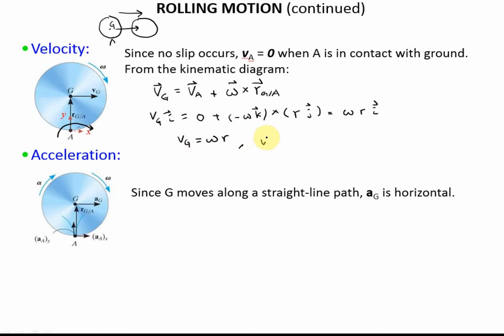Or if I just use the vector form, which is VR and I components to the right. How about the acceleration? If you think about the acceleration of the center G, it moves along a straight line, so the acceleration of the center should be horizontal as well, which means it should have a certain a component in the I direction and zero J component. So we know that it has only I components.